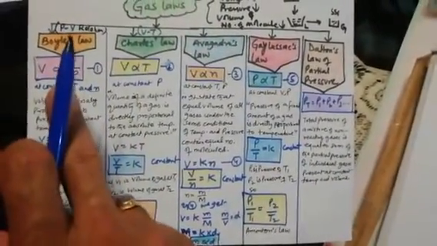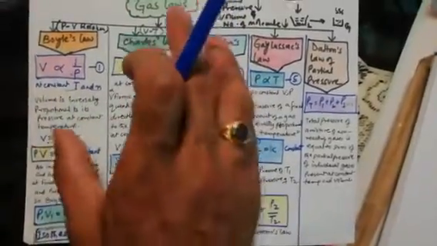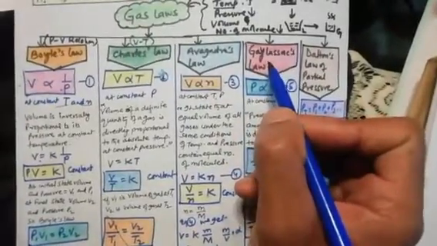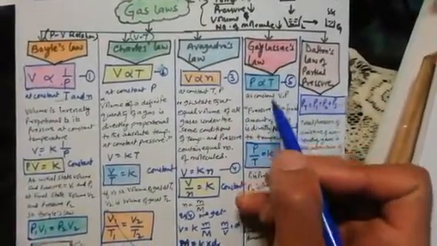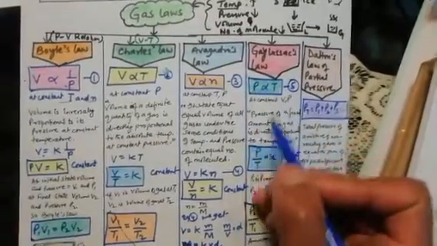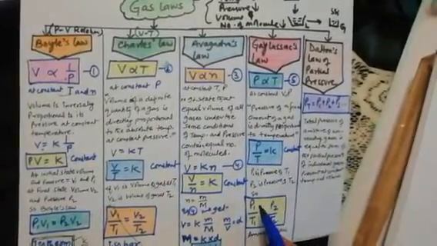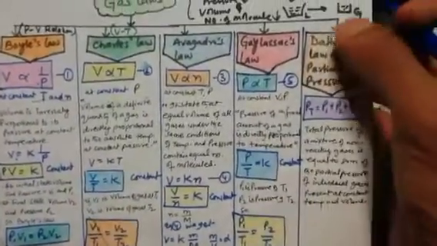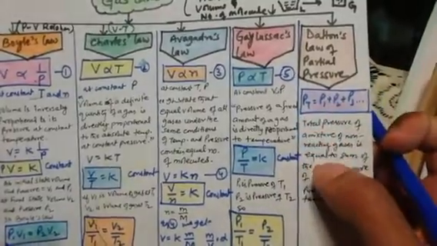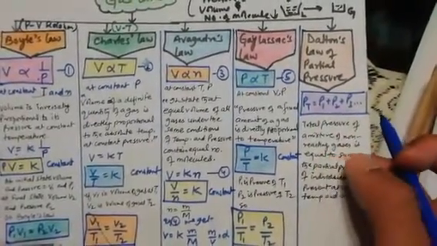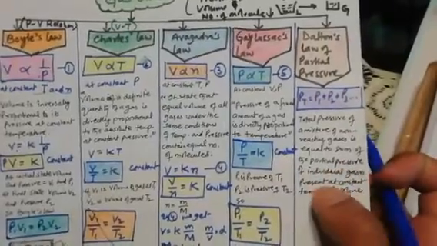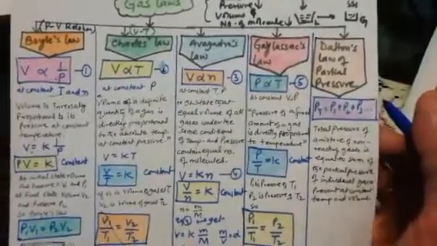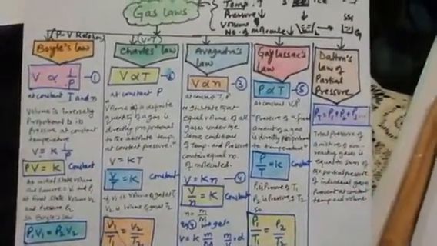After this, by combining Boyle's, Charles's and Avogadro's laws, we got the ideal gas law, which is PV is equal to nRT. The fourth gas law is Gay-Lussac's law, which is the pressure-temperature relationship. With the increase in pressure, temperature will increase. So P upon T is equal to K, where P1 upon T1 is equal to P2 upon T2. And the last one is Dalton's law of partial pressure, which states that the total pressure of a mixture of non-reacting gases is equal to the sum of the partial pressures of the individual gases. So P total is equal to P1 plus P2 plus P3 and so on.